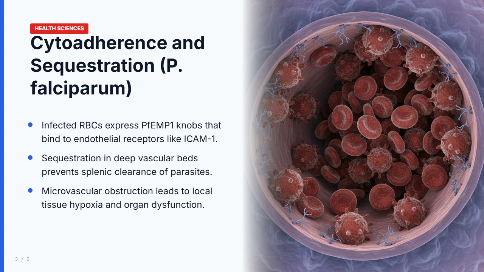By sequestering in the deep vascular beds, the parasite avoids circulation through the spleen, which is the body's primary filter for destroying abnormal cells. But consider the consequence. As these infected cells accumulate and stick to the vessel walls, they create a blockage. This microvascular obstruction prevents fresh blood from reaching the tissues, leading to local hypoxia. The organs begin to starve of oxygen, resulting in the severe dysfunction we observe in clinical cases.